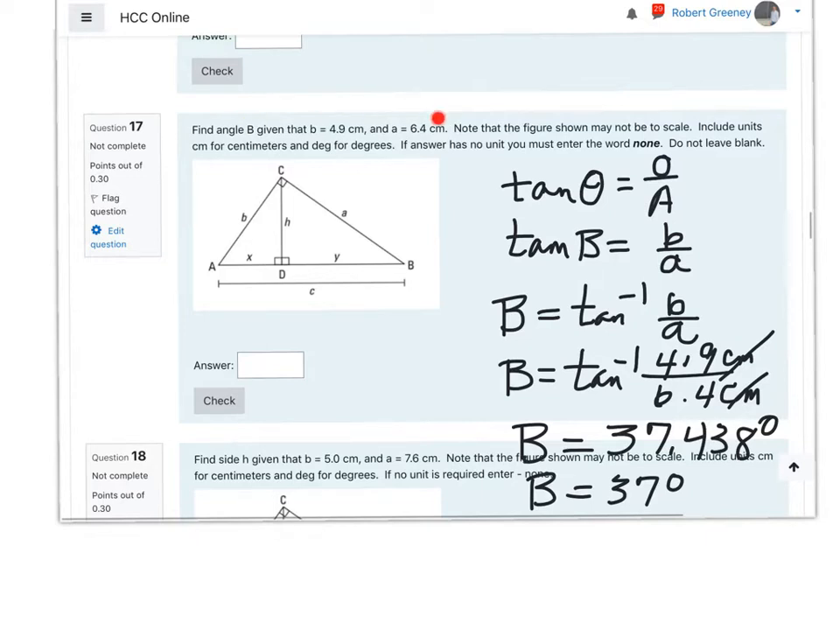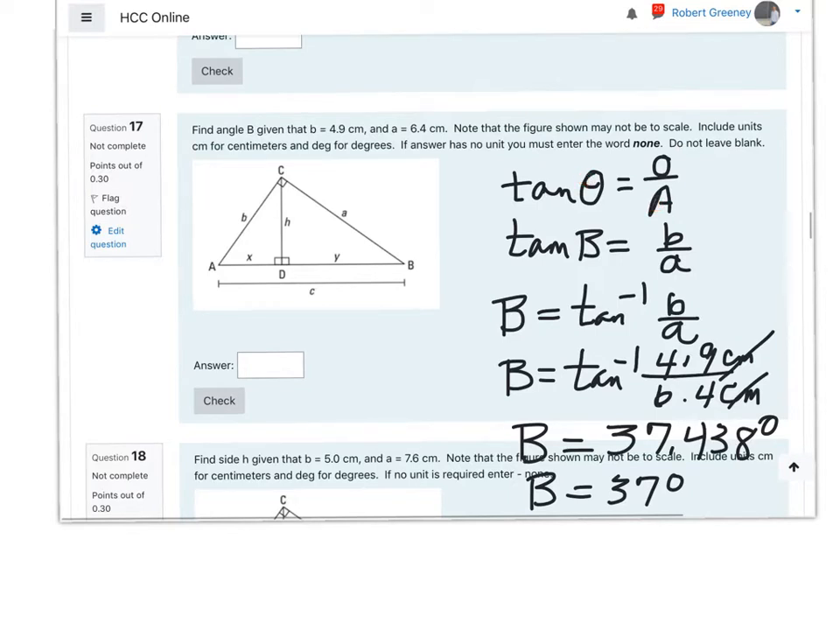So here's the problem. I look at it. I see I want angle B, and I'm given A and B. B is the opposite side to angle B, A is the adjacent side, so I know I want to use tan. So I start solving the problem by writing down the equation that I'm going to use.